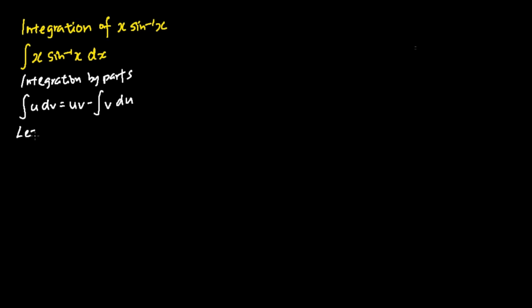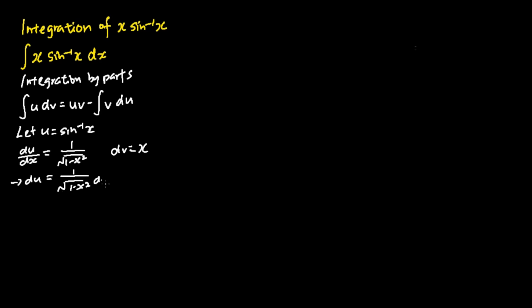So right now I let u be equal to sine inverse x and my dv to be equal to x. So differentiating u with respect to x, this gives me 1 over the square root of 1 minus x squared, in which multiplying both sides by dx I get du is equal to 1 over square root of 1 minus x squared dx. To find v, I will integrate x dx, so this is equal to x squared over 2. I now found my u, du, v and dv.